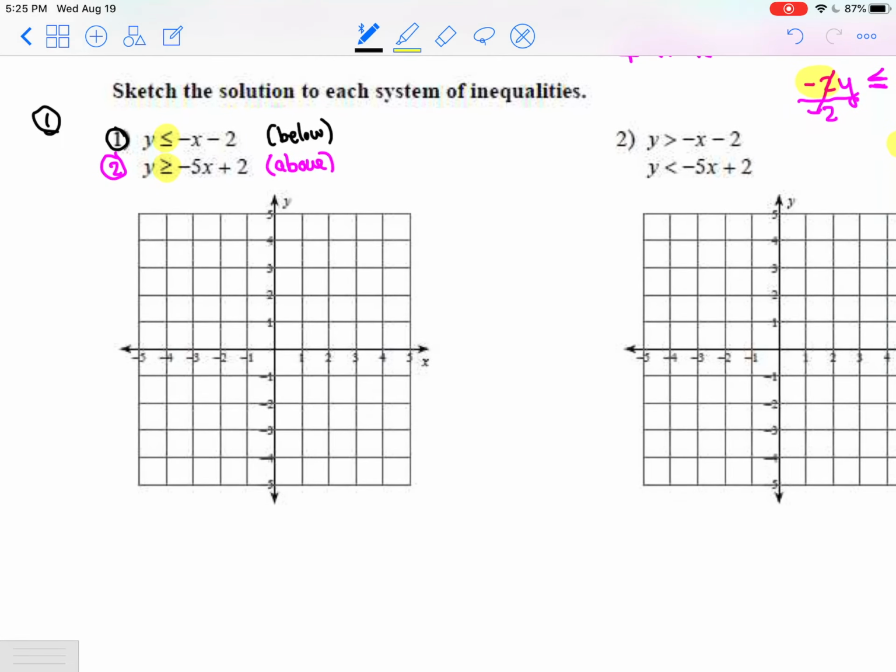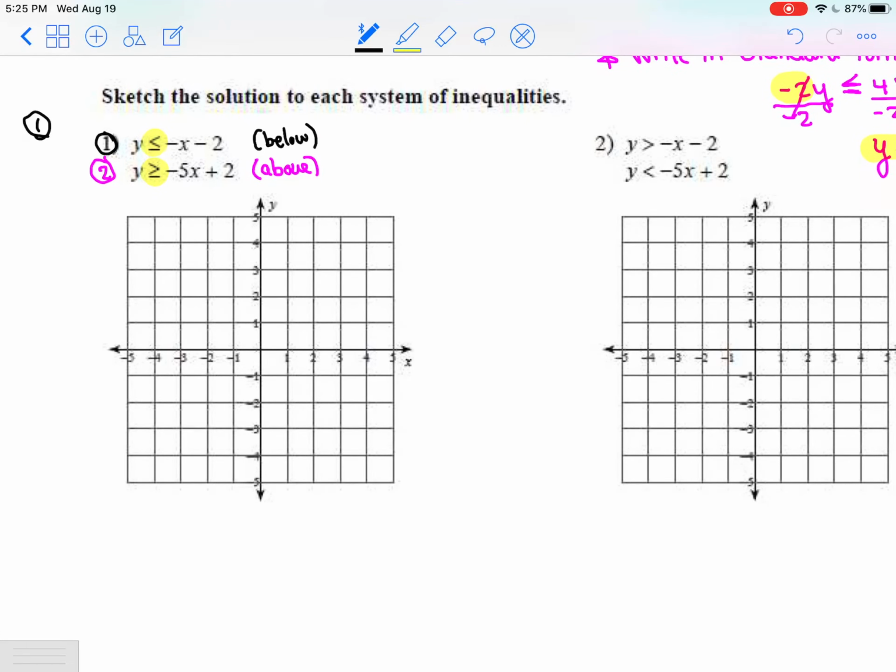And since these are already written in standard form, this would be an easy one just to go ahead and graph from the equation itself rather than a t-table or intercepts. So remember, we start with plotting the b. In equation number 1, our b is negative 2. And right here we can see this negative sign, this is our m. Well, this just means negative 1 over 1. Negative 1 over 1 is the same as negative 1x.